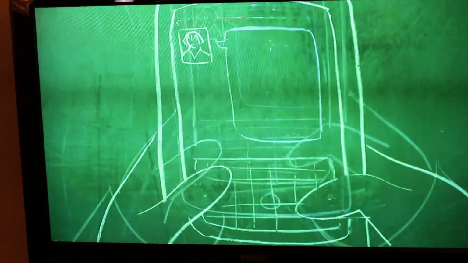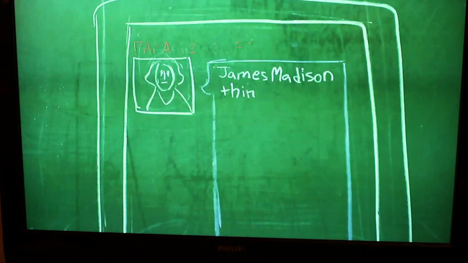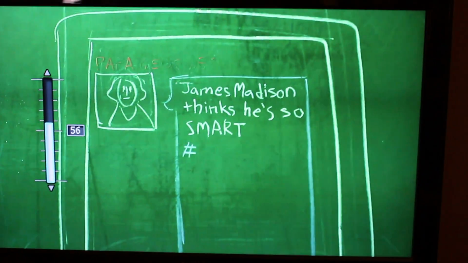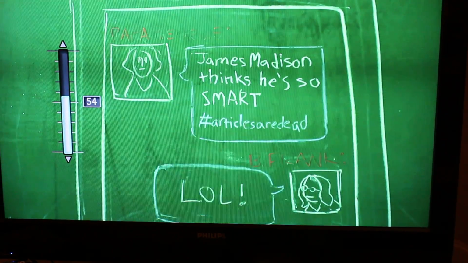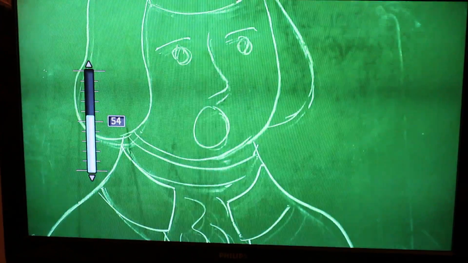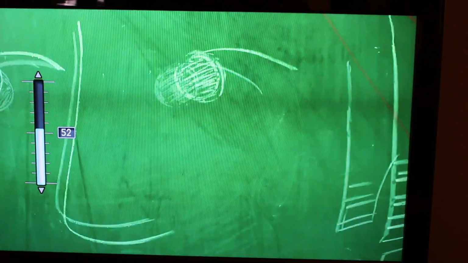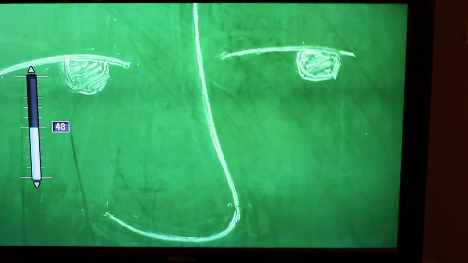Someone would share, James Madison thinks he's so smart, keyword, articles are dead, via social media, and the whole thing would be a disaster. But in 1787, there are no leaks, not even a drip that hints at what they are doing is nothing short of overthrowing the very government that sent them there.